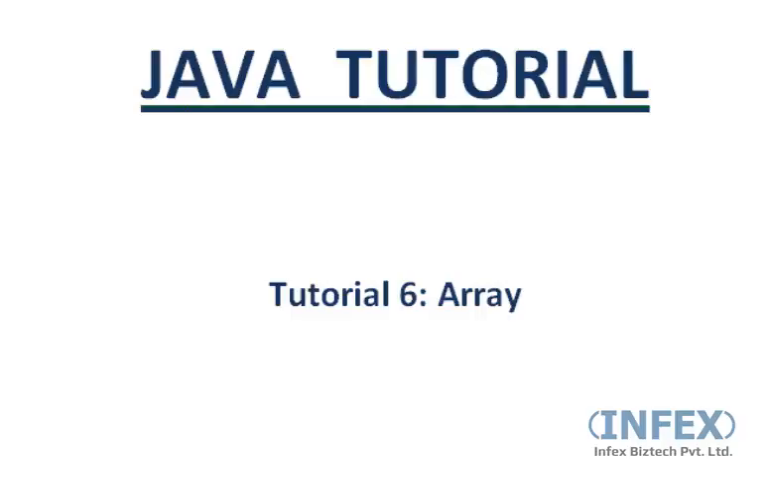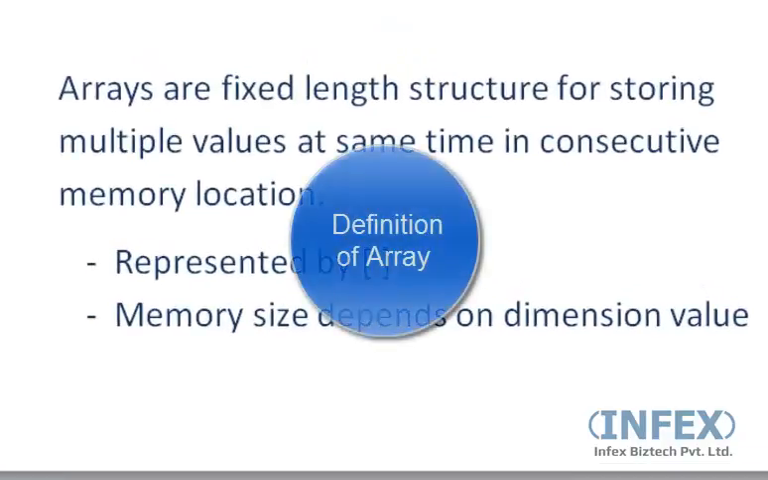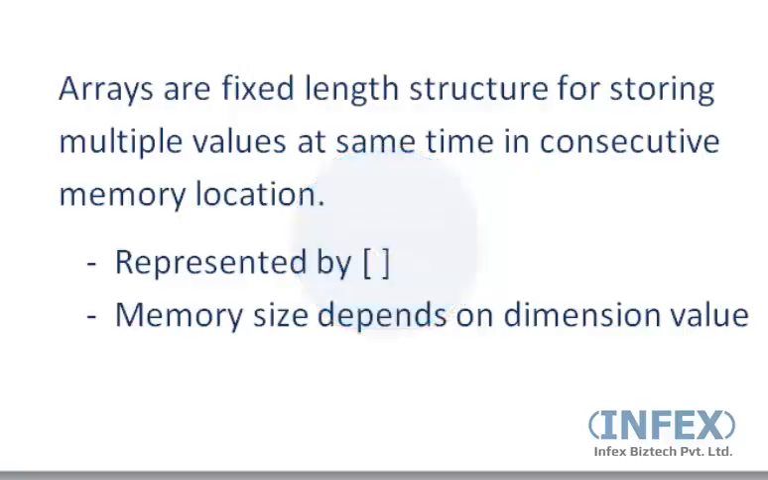So far we have only seen how to assign a single value to a variable. In this lesson, we are going to learn how to assign more values to a single variable by using arrays. Arrays are fixed length structures for storing multiple values at the same time in consecutive memory locations. Arrays are represented by square brackets. Memory size depends on the dimension value.